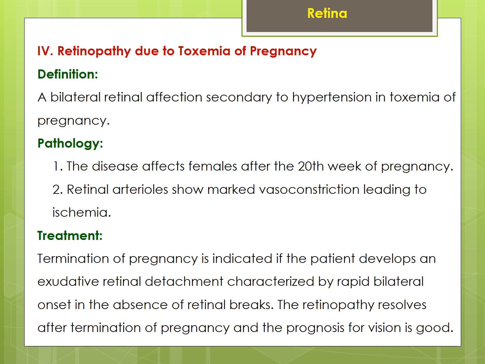Due to toxemia of pregnancy, we can find a retinopathy which is by definition a bilateral retinal affection secondary to hypertension and toxemia of pregnancy. The pathology includes that it affects females after the 20th week of pregnancy. Retinal arterioles show marked vasoconstriction leading to ischemia. Treatment is by termination of pregnancy if the patient develops exudative retinal detachment characterized by rapid bilateral onset in the absence of retinal breaks. The retinopathy resolves after termination of pregnancy and the prognosis of vision is good.